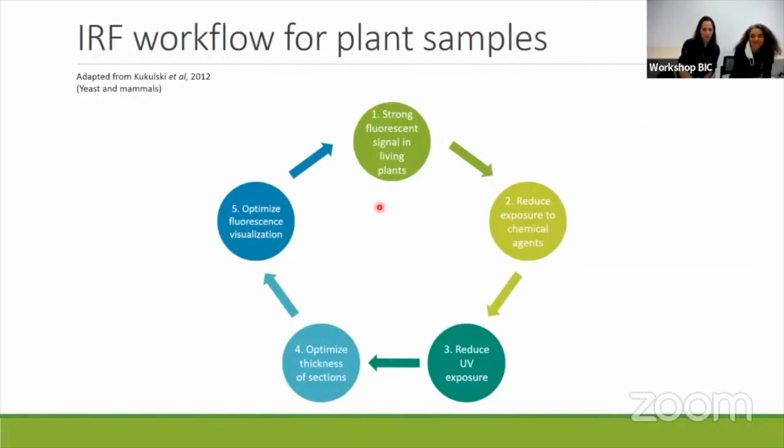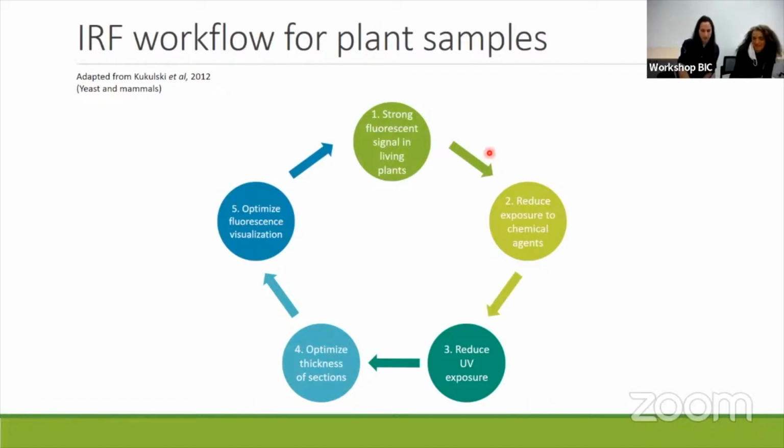So the workflow, we are going to present the workflow. There are several critical steps that I resume in this little scheme, but we are going to present each step in more detail. So our method, the in-resin fluorescence, is adapted for plant samples from this paper from Kukulski, which is available for yeast and mammals. But for plants, we needed to make a lot of adjustments that took a long time and a long process to be able to get good results.